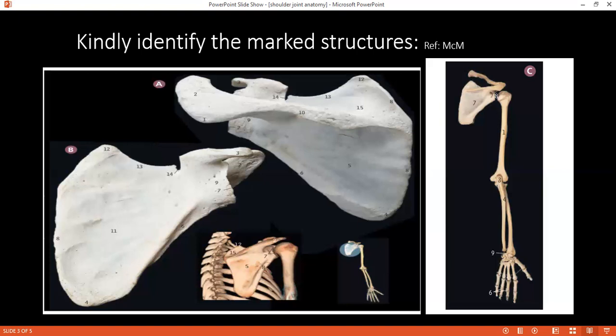Can you please tell me what are the things which pass through the quadrangular space? The quadrangular space transmits one nerve and two arteries: the nerve is the axillary nerve, and the two arteries are the posterior circumflex humeral artery and the humeral artery from the third part of the axillary artery.